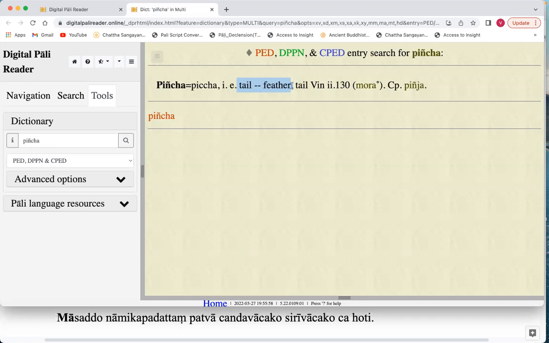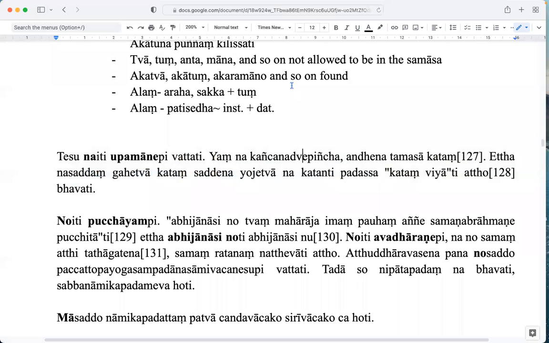Okay, so maybe that is a swan, referring to a general, a name of the swan king. So kenchana dwe bencha: a general who has two golden wings. So andina damasa kadam, yana na. Here na, what is it?